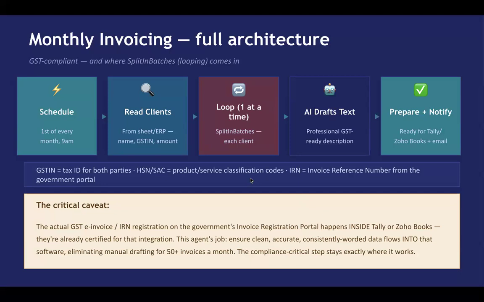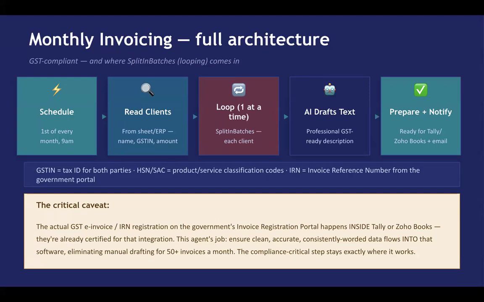And then for each client, the AI will draft the invoice line item description. Instead of someone typing consulting or whatever every month, the AI will write something like professional consulting services rendered for the period March 2026 as per the statement of work dated X. So basically, it's taking the manual work out of monthly invoicing and preparing the invoice on its own based on whatever has been done.